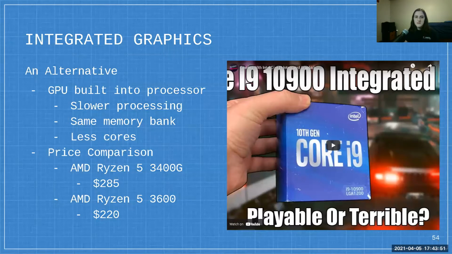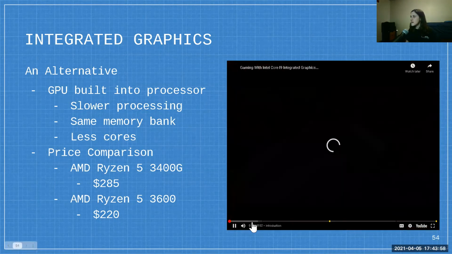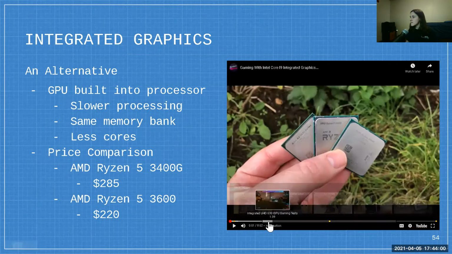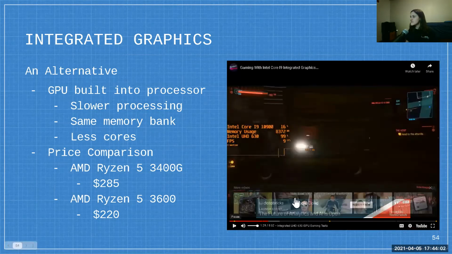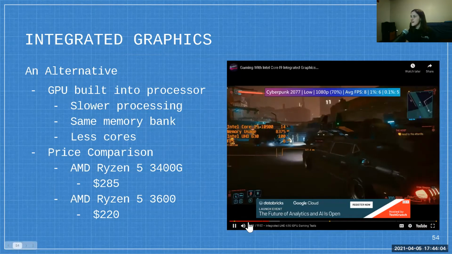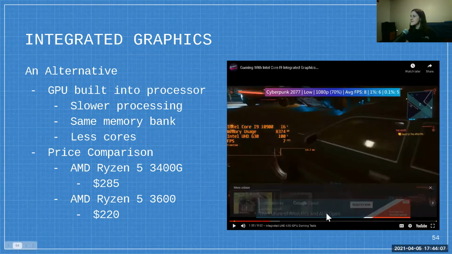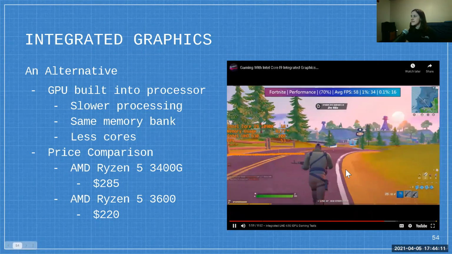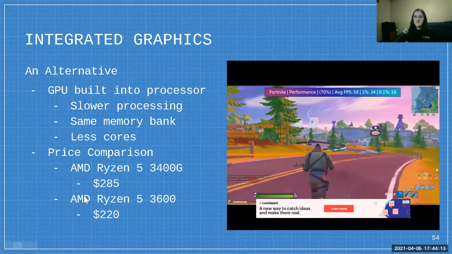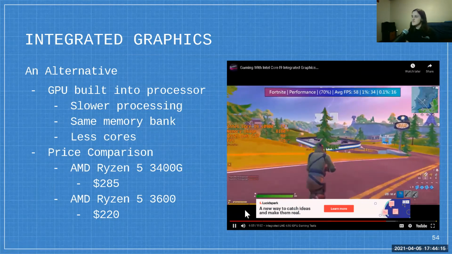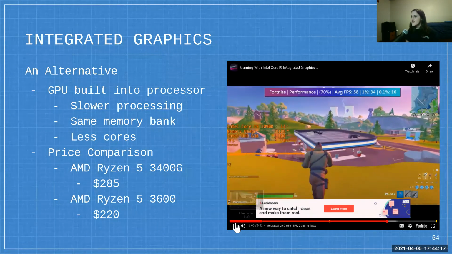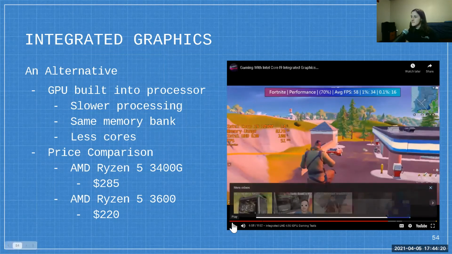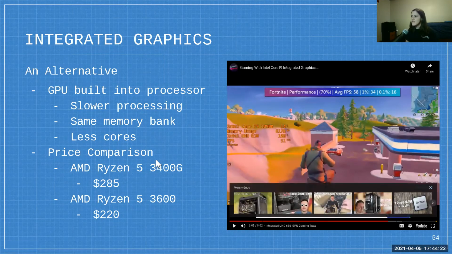Let me reshare this really quick. Okay. And so we can see some gameplay with integrated graphics. We saw this one last time where Cyberpunk lags out because it's Cyberpunk. But we can see other games like Fortnite get up to 60 FPS, which is good. So integrated graphics, not horrible, but maybe not for the gaming-intensive type of thing.